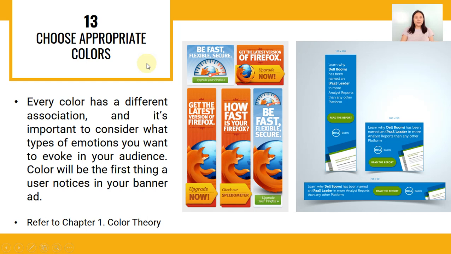Next, 13, choose appropriate colors. Every color has a different association. It's important to consider what types of emotion you want to evoke in your audience. Na-discuss na natin ito or nabasa nyo na ito sa chapter 1 sa color theory. May kanya-kanyang meaning ang mga colors. So I urge you to read again kung hindi nyo pa masyadong naintindihan yung content ng color theory para maintindihan nyo kung ano ba dapat yung gagamitin yung kulay dun sa product na i-advertise nyo sa inyong banner ad design once nagagawa na kayo.